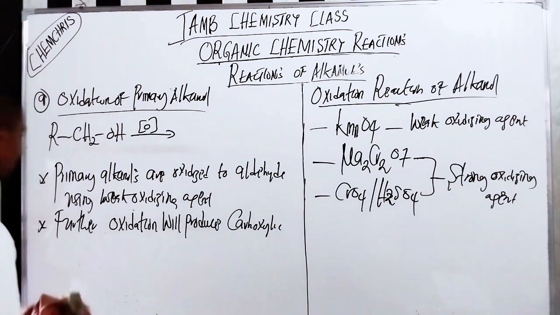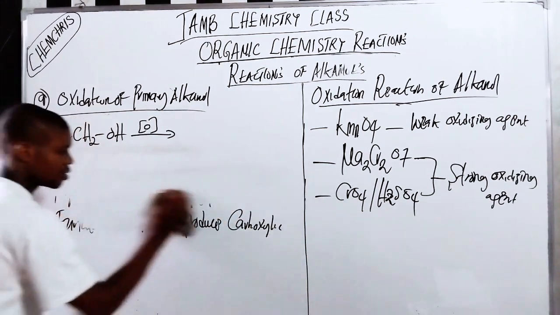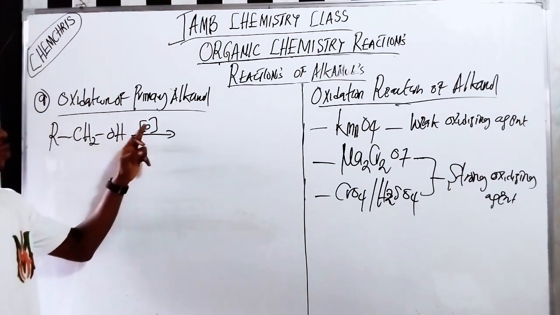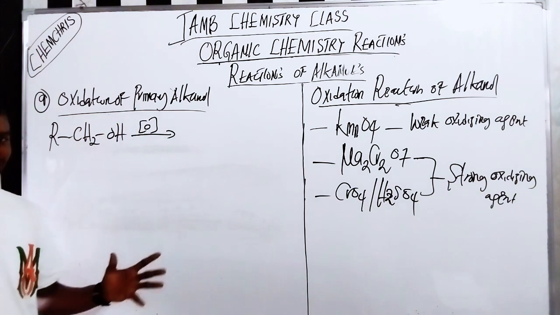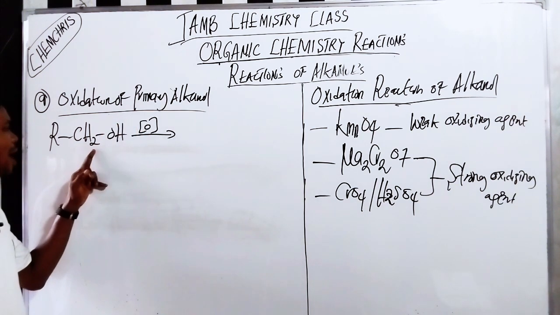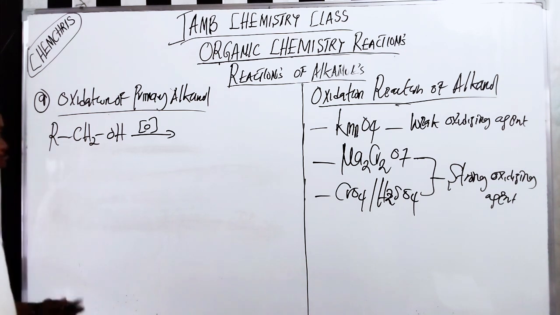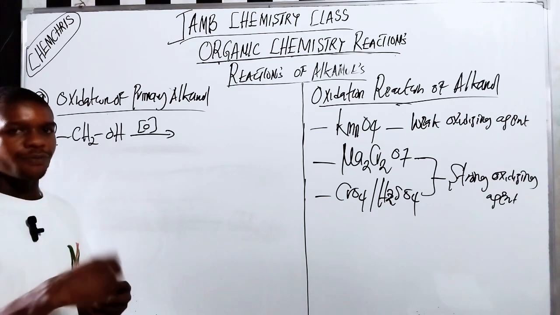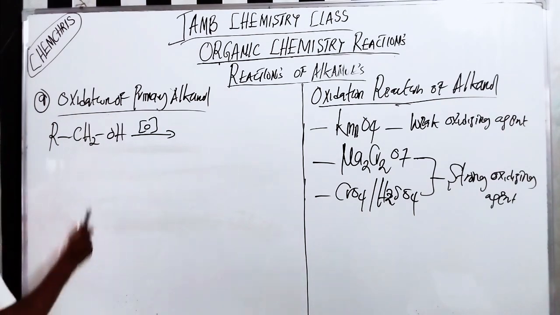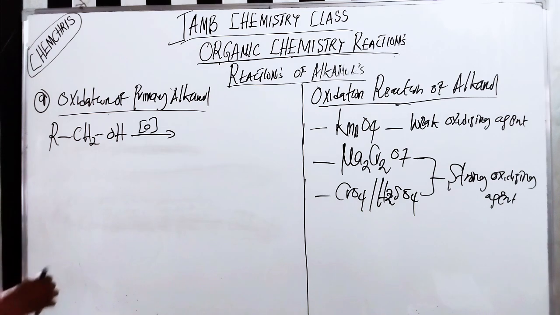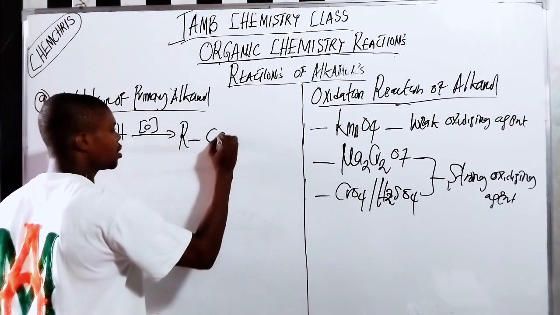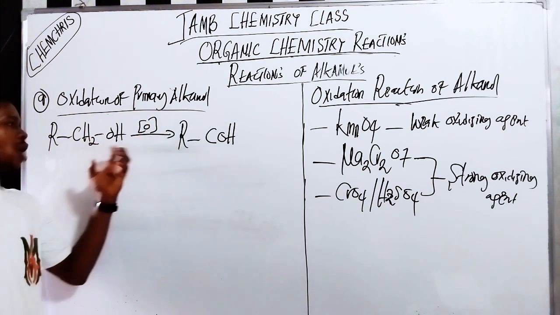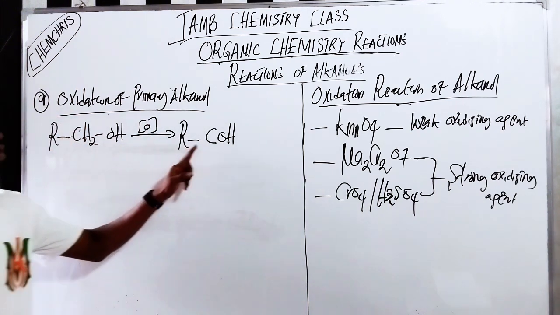What you want to understand here is this. Let's say this one is a normal, weak oxidizing agent. Therefore this alcohol will be oxidized to an aldehyde. And remember, oxidation is the removal of hydrogen. So you want to remove these two hydrogens here, giving R-COH. This reagent, the oxidizing agent, has removed two hydrogens.